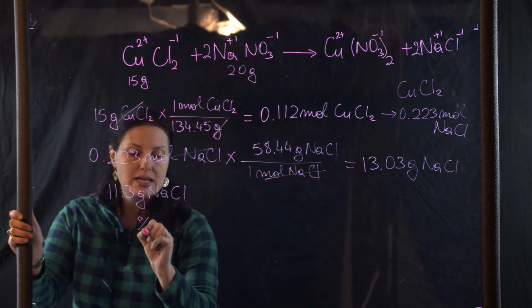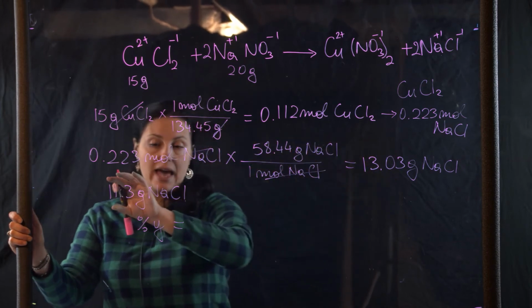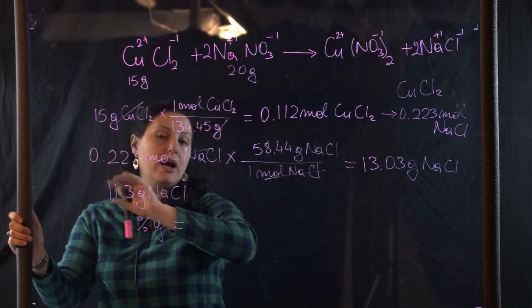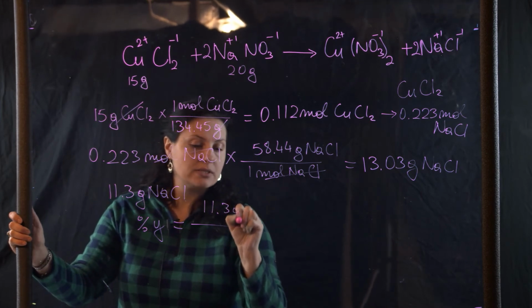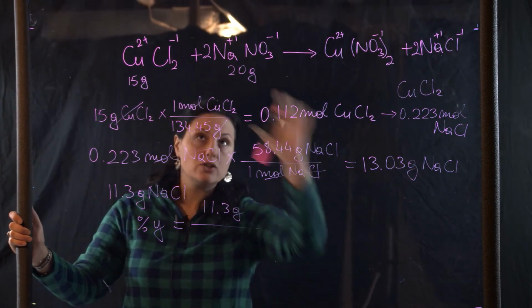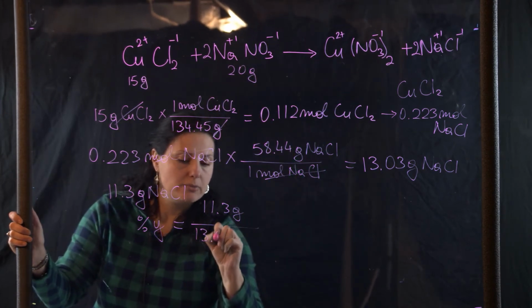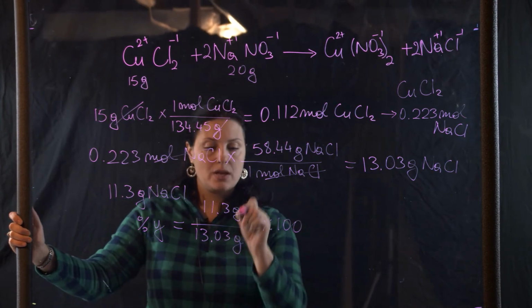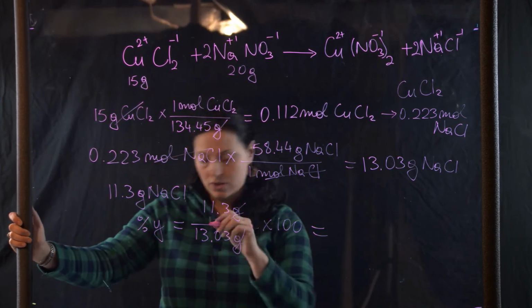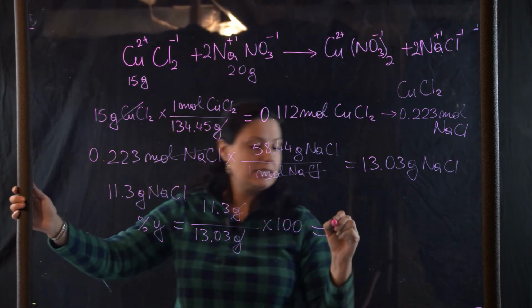Now remember, percent yield is given as the actual, or the experimental part, what you collect, so the actual 11.3 grams, divided by the theoretical, what we calculate from the balanced chemical reaction, 13.03 grams, multiplied by 100. My grams obviously cancel out. This will give me 86.7%.